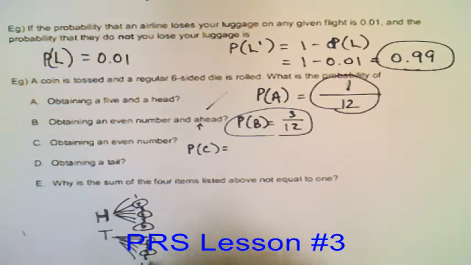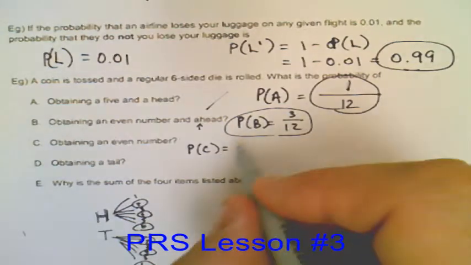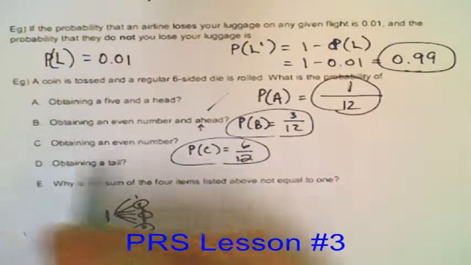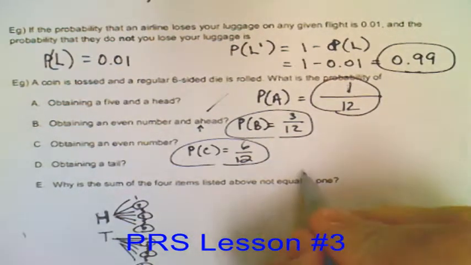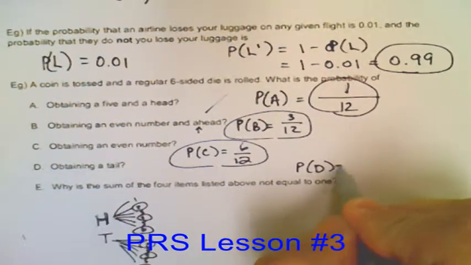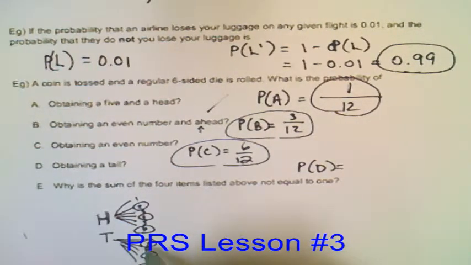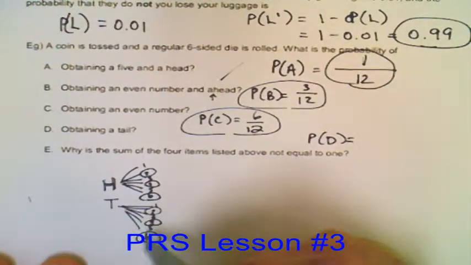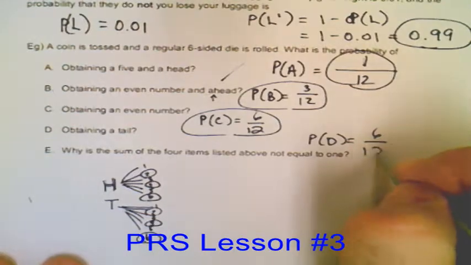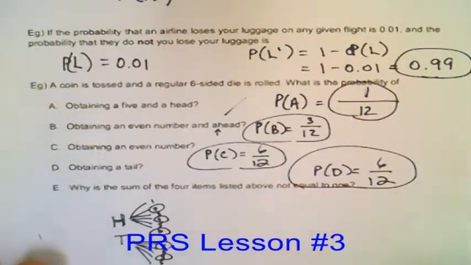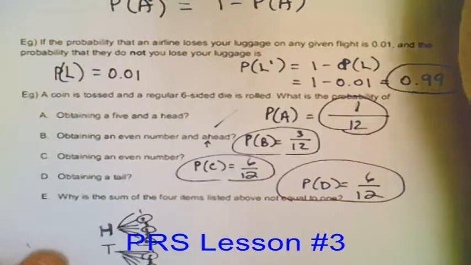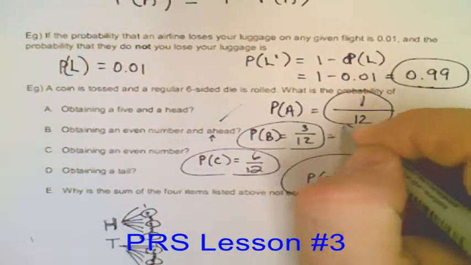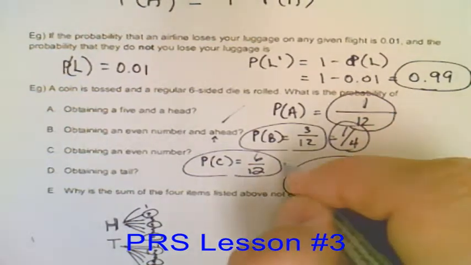Of obtaining an even number. Well, in this case here, and I'm going to call this C, the probability of C occurring, I could get the 2, 4, 6 there, or I could get the 2, 4, 6 down in tails. Okay, so there are 6 out of 12. Okay, D, the probability of obtaining a tail. Okay, probability of D. There are 6 outcomes down here in tails, underneath the letters. So it's going to be 6 out of 12. Now, technically those aren't quite finished, but nonetheless that's what's going on.